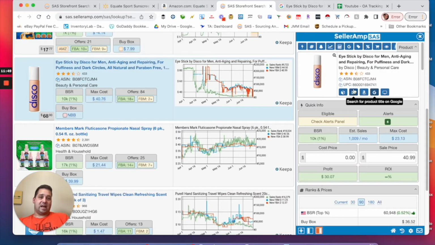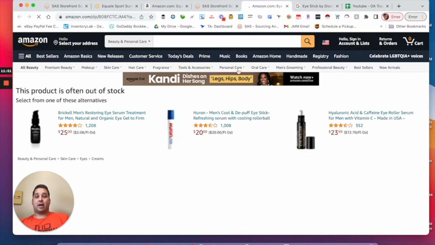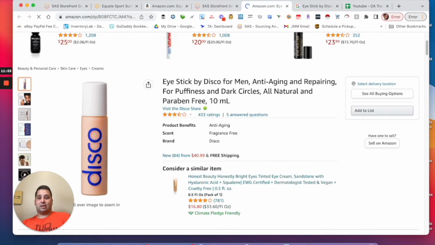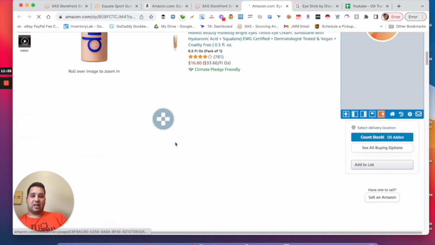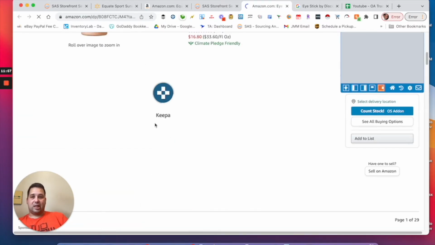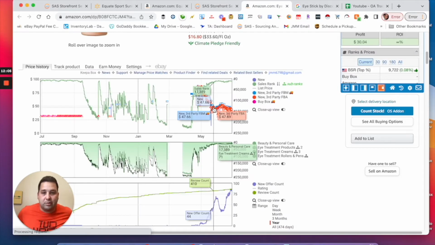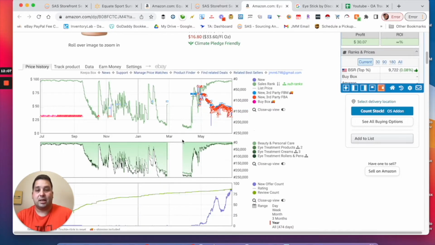So for this, I'm really not going to go to Amazon. I really don't like to go to Amazon and see if this product is a good fit and look at the Keepa chart and all this other stuff unless I know I can potentially get the product at a price that would be potentially profitable. So in this case, we cannot.